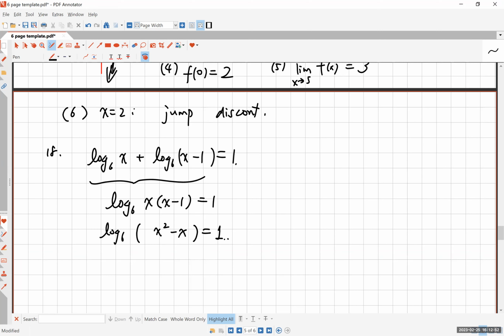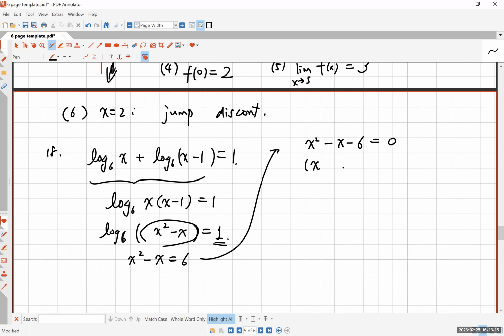And so now we have to translate this statement, a sentence written in the language of logarithm with base 6. What does this say? Well, that says x squared minus x, the argument, is 6 to the first power, which is 6, right? Okay, so now we get to solve this quadratic equation. I think we can factor this into 2 and 3. You need negative x as the middle term. So this should be minus, this should be plus. x is -2 or 3.